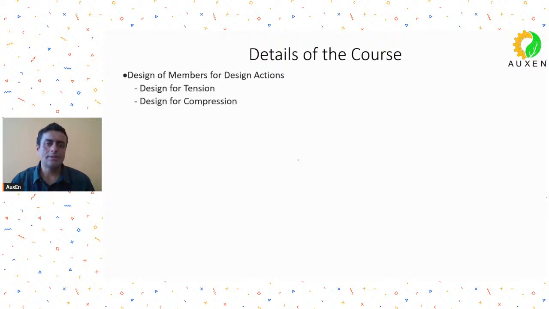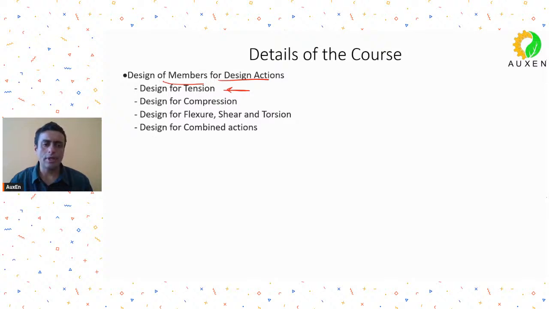Once the analysis techniques and the interpretation of analysis results are done, then we will understand the design of members for different design actions. So how to design the member for tension, how to find the capacity, how to find the utilization ratio for a member in tension, what are the formulas given in the American code. We will do all these calculations manually and verify them with the software outputs. So for tension, for compression, for flexure, for shear, torsion, and for combined actions.